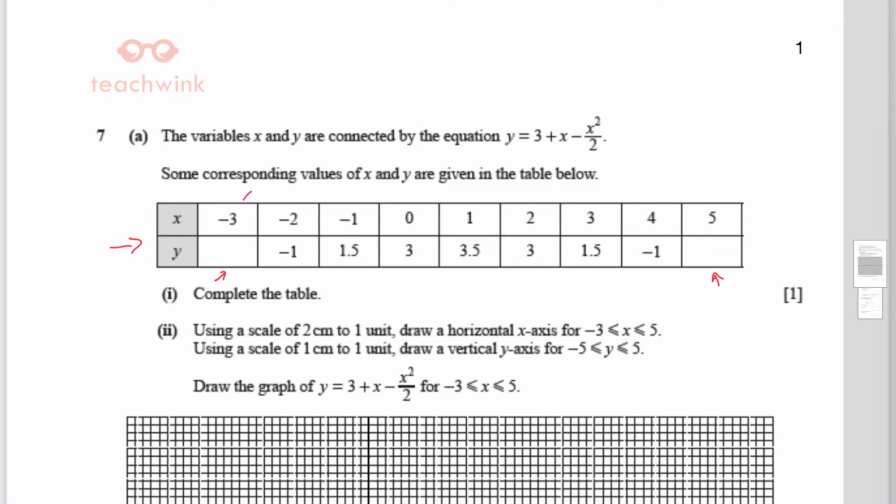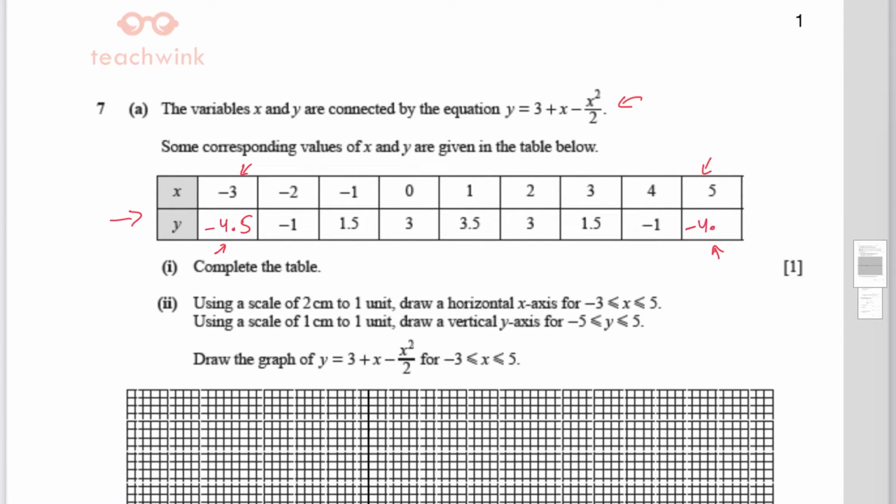So let's plug in these values of x, minus 3 and 5, into this equation and find the values of y. If you plug in minus 3, we do 3 plus minus 3 minus minus 3 whole squared over 2, the value comes out to be negative 4.5. Okay, let's do the same for 5. So we do 3 plus 5 minus 5 square over 2. This also gives us negative 4.5.